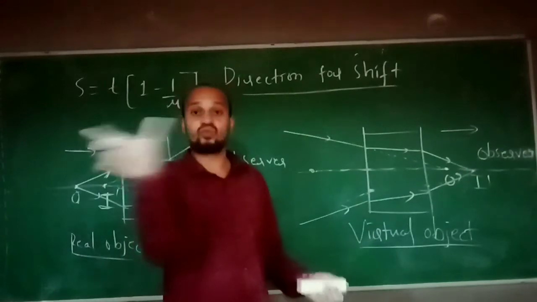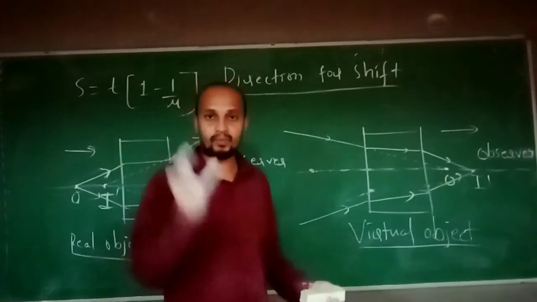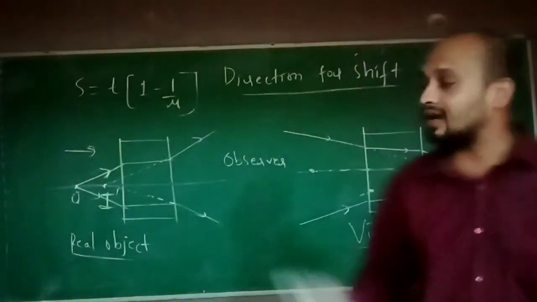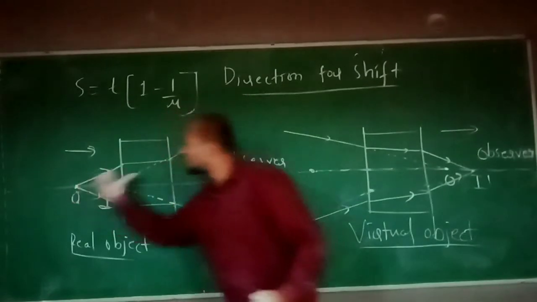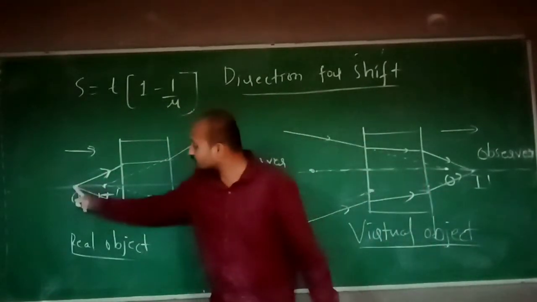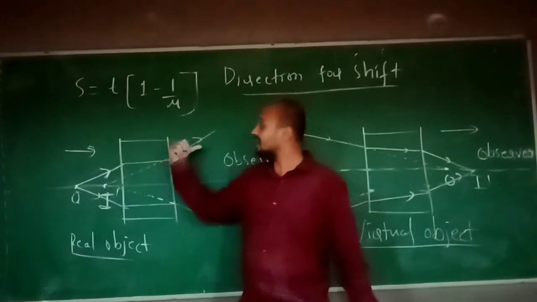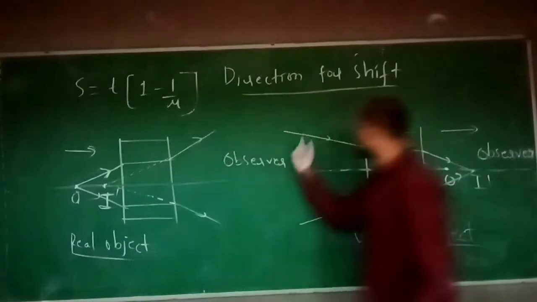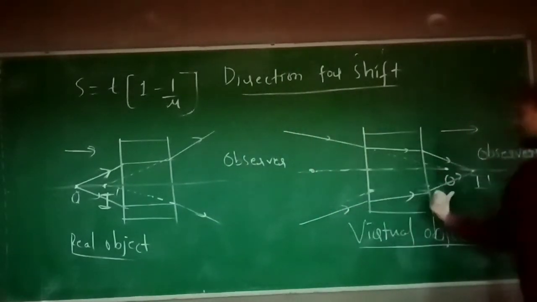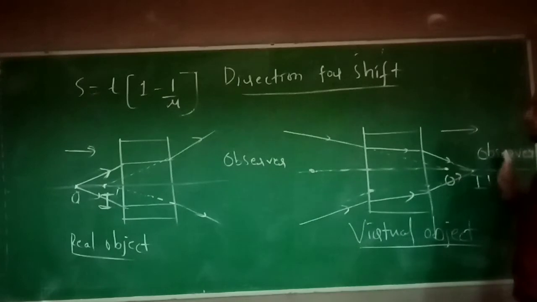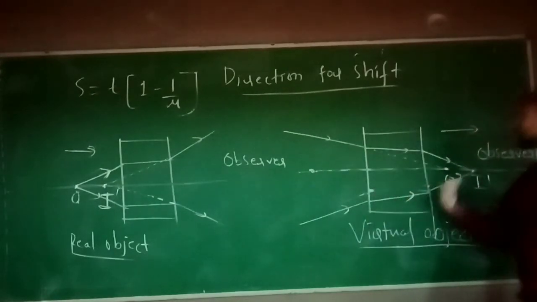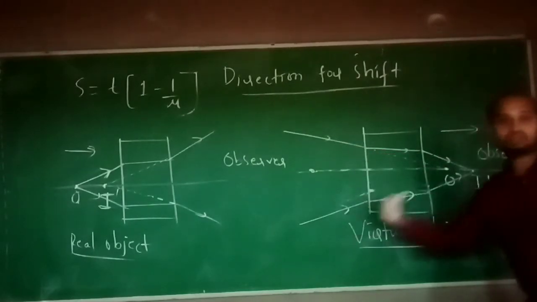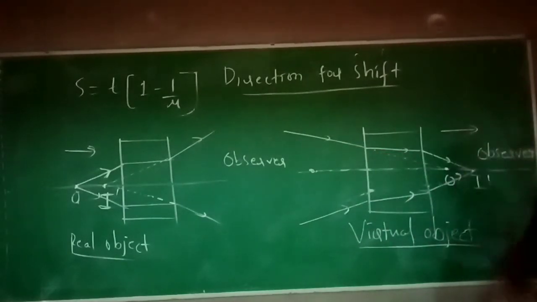You write down this statement wherever you want, a very important statement: the direction of the shifting in the glass slab will be in the direction of the traveling ray. See here, object was here, rays were traveling here, observer was here, so the shifting happened in this direction. Here the virtual object was coming here, and again in this case the observer is here, the rays are coming here, and still the shifting will happen towards the direction of the rays. The rays are in this direction, so shifting will happen in this direction.